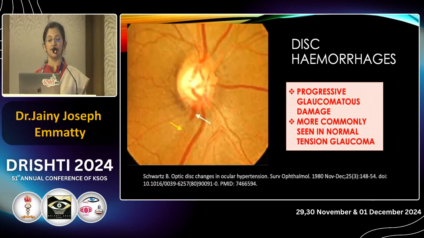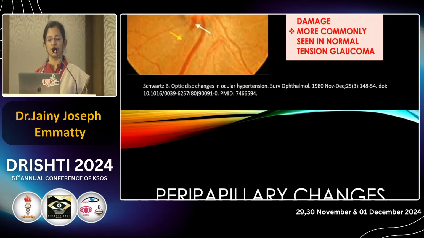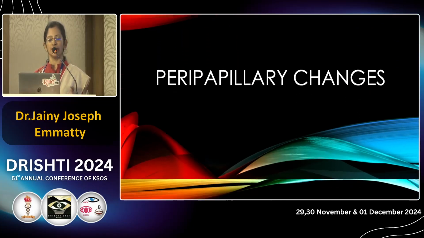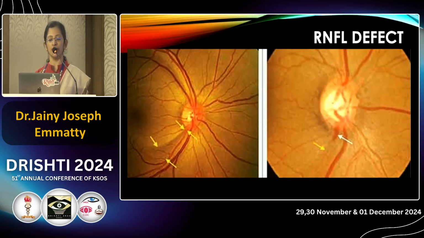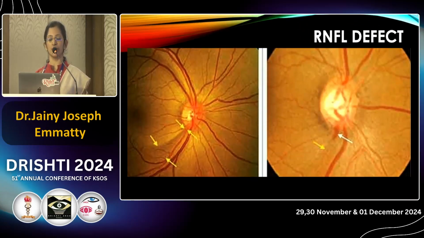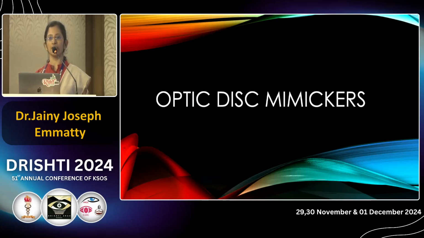Then the presence of disc hemorrhage is usually suggestive of progression of glaucoma and is more commonly associated with normal tension glaucoma. And the peripapillary changes, the beta zone atrophy, are more suggestive of progression of glaucoma, along with the typical RNFL defects which occur in the superior and the inferior area of the disc, which are more seen in a red-free setting. So these are the routine typical changes of glaucoma.